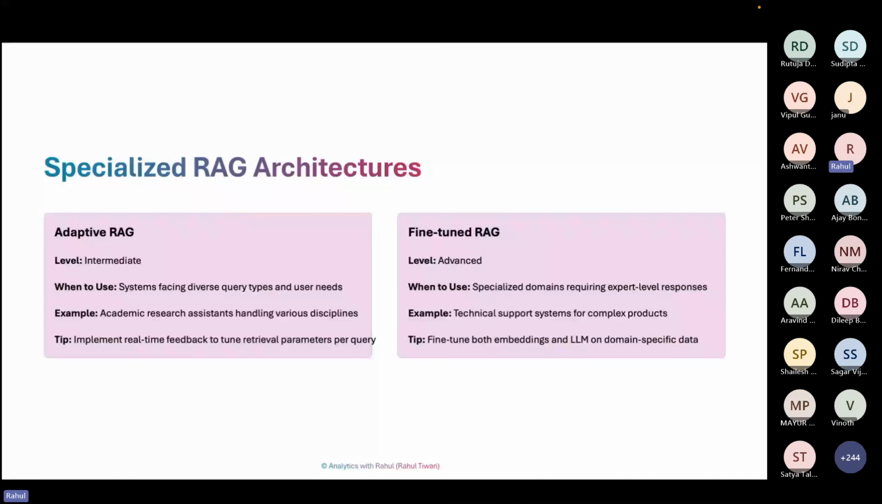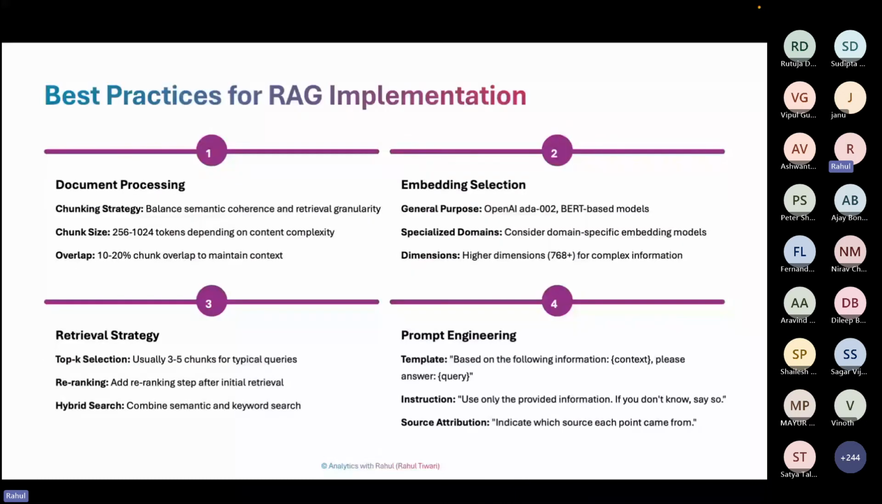So, best practices of RAG implementation. For document processing, balance semantic coherence and retrieval granularity. Chunk size: basically I am breaking the document into chunks, right? We can have a chunk size between 256 and 1024 tokens. There should be an overlap because I don't want to miss any context, right? If I am breaking a document, every chunk will have some overlap, so that will take care of the context of one chunk from the second chunk, right?